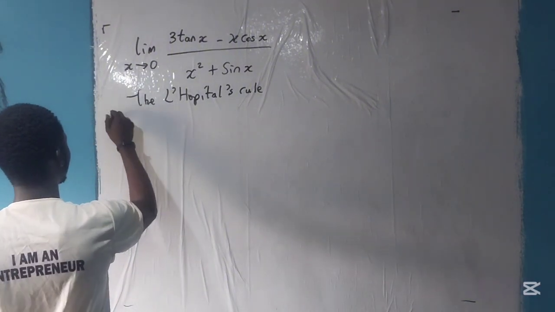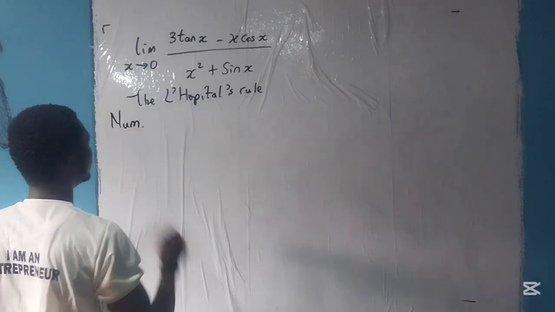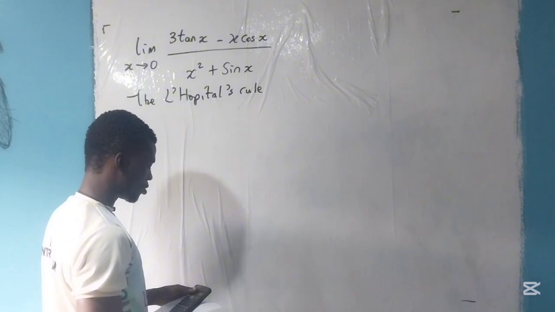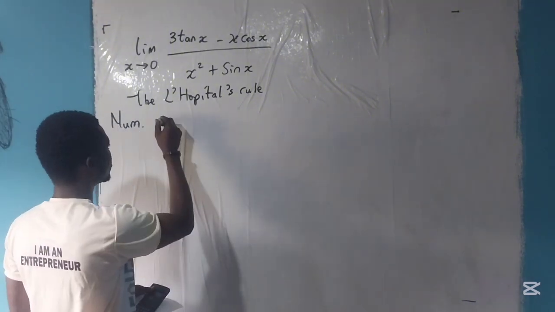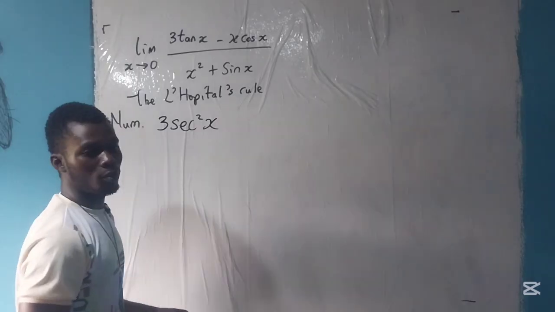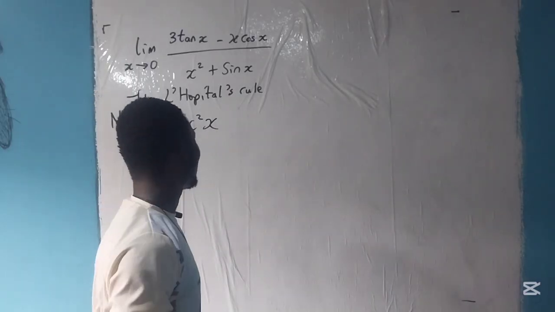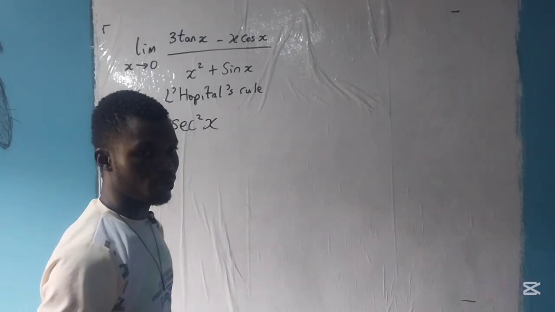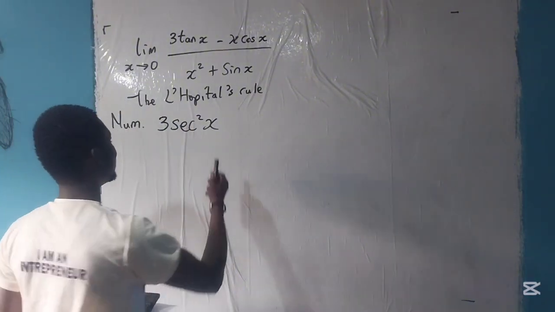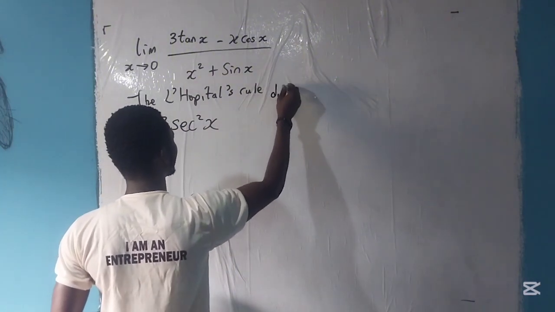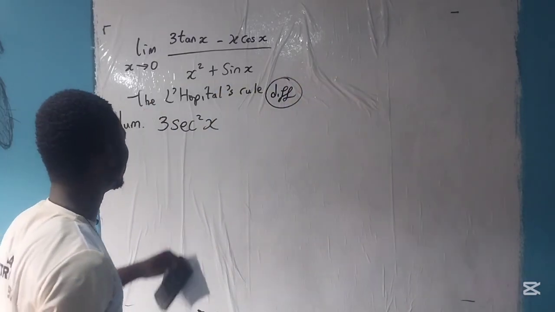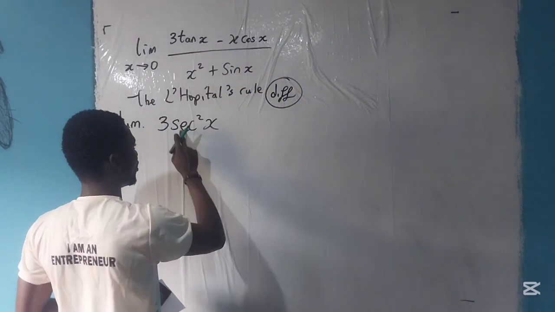Now for the numerator, if you have to differentiate 3 tan x, 3 tan x will give us what? That's 3 sec square x. When we differentiate tan x, it will give us sec square x. So if you differentiate the numerator, we have 3 sec square x.